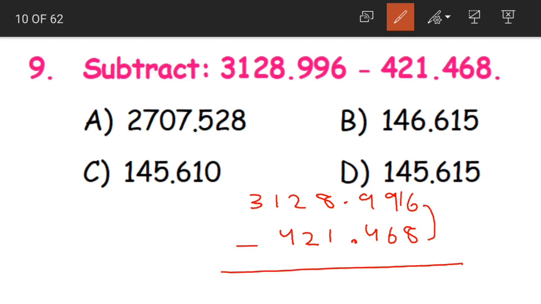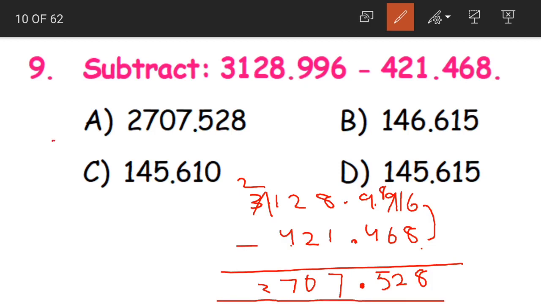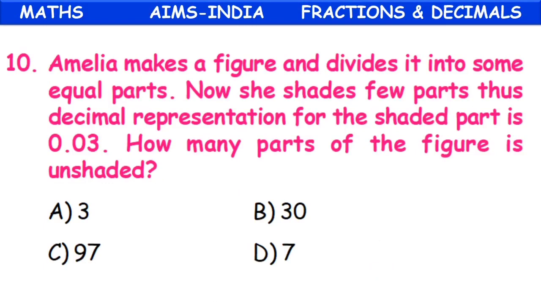6 minus 8 is not possible, so borrowing, 16 minus 8, 8. 8 minus 6, 2. 9 minus 5, 9 minus 4, 5. Then we are having the decimal point. 8 minus 1, 7. 2 minus 2, 0. 1 minus 4 is not possible, borrowing, 11 minus 4, 7, and then 2. So this is the difference between the given two decimal numbers, that is 2707.528. Option A is the correct answer. Clear, children? Next question 10.